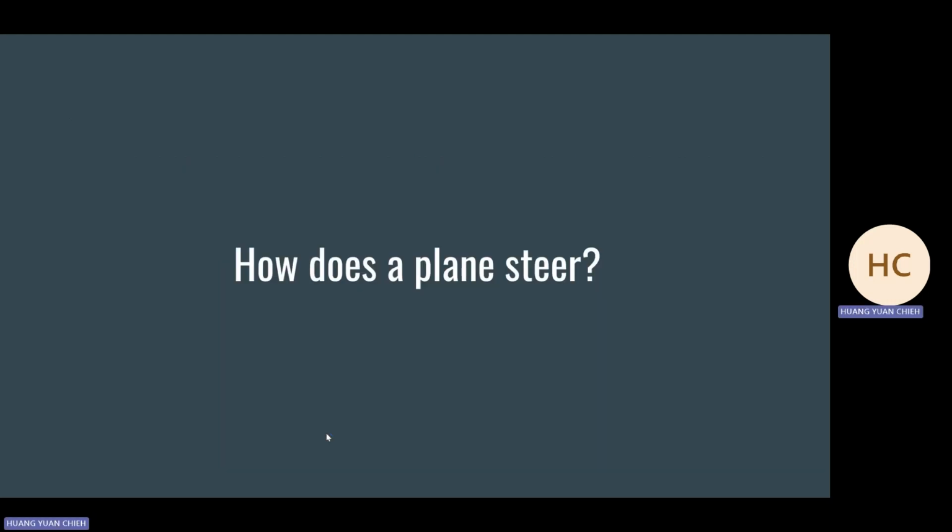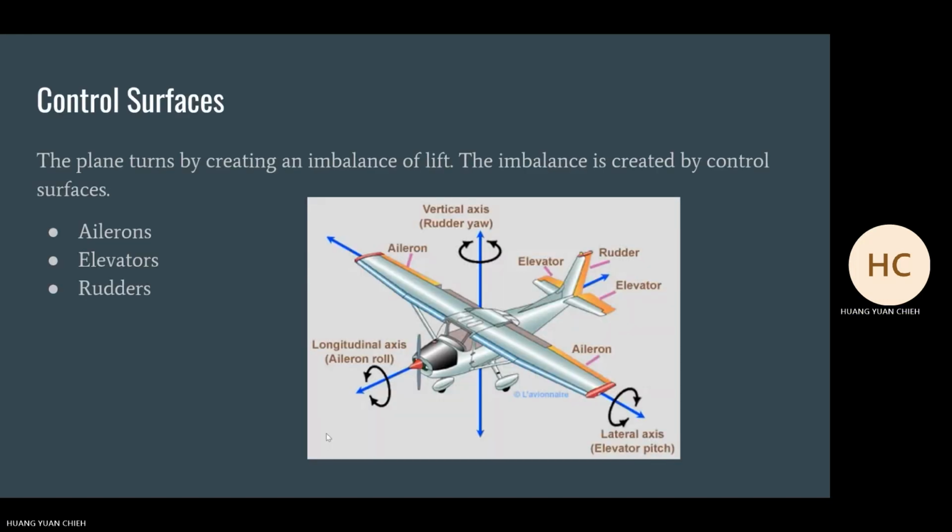Next, we need to find out how a plane is able to steer while airborne. Planes have many control surfaces that create an imbalance of lift, which is what allows them to turn or rotate. On the wings are the ailerons. On the horizontal stabilizers at the rear of the plane are elevators. And lastly, on the vertical stabilizer or stabilizers is the rudder.